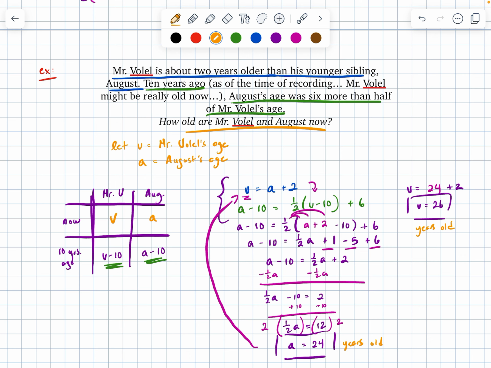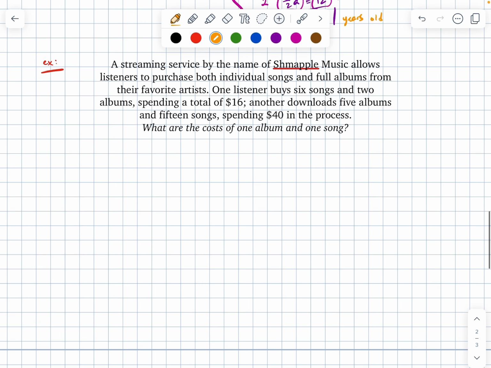And last but not least, let's listen to some music. A streaming service by the name of Schmapple Music allows listeners to purchase both individual songs and full albums from their favorite artists. One listener buys 6 songs and 2 albums, spending a total of $16. Another downloads 5 albums and 15 songs, spending $40 in the process. What are the costs of one album and one song?